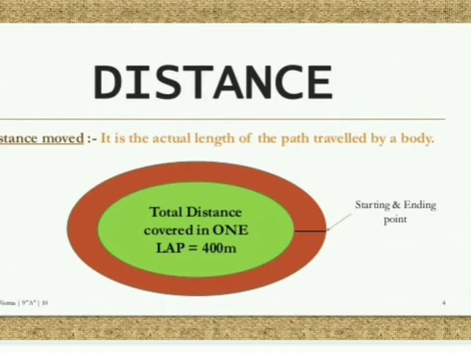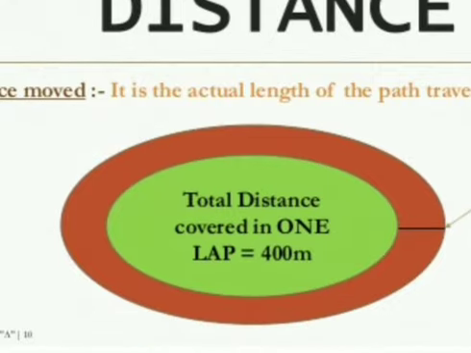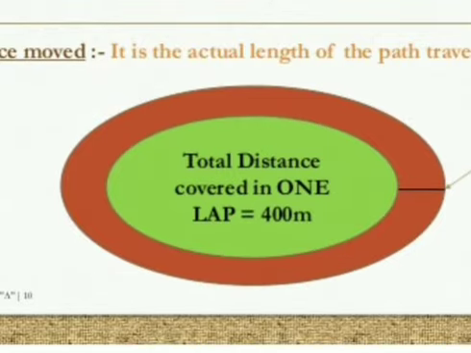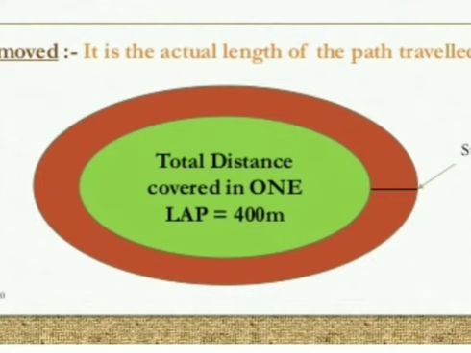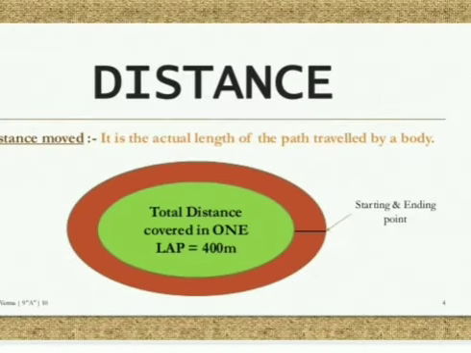Let us recapitulate the things once again. Distance is the actual length of the path traveled by a body. You can see here, with the help of a diagram it was explained that the total path covered by an object is said to be the distance traveled by it. And the SI unit of distance we have done is meter.